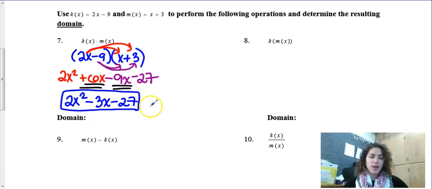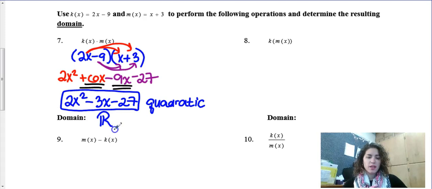Once again, this is a quadratic. So our domain will be all real numbers. This has no restrictions.